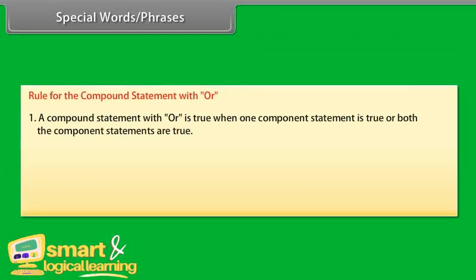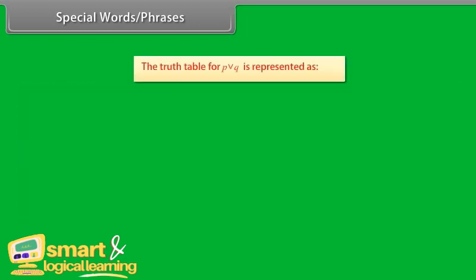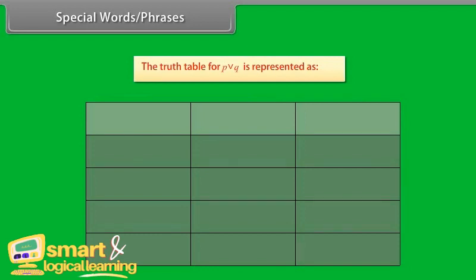1. A compound statement with "or" is true when one component statement is true or both the component statements are true. 2. A compound statement with "or" is false when both the component statements are false. Let P and Q be the component statements, then "P or Q" is denoted by P ∨ Q. The truth table for P or Q is represented as: for P true and Q true, the P or Q is true. For P true and Q false, the P or Q is true. For P false and Q true, the P or Q is true. For P false and Q false, the P or Q is false.